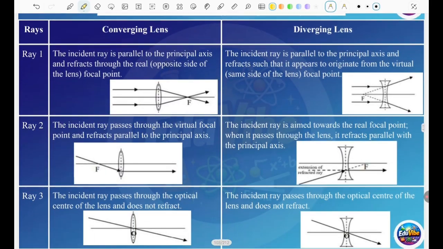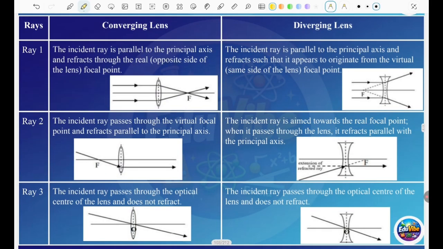In mirrors we use three rays. In lenses too we have three rays, which are similar between both. With converging and diverging lenses, the first ray is the incident ray parallel to the principal axis, which is refracted to the opposite side of the lens through the focal point, or principal focus. You can see that line goes over there and touches the focal point. That's the first ray you have to know about the converging lens.